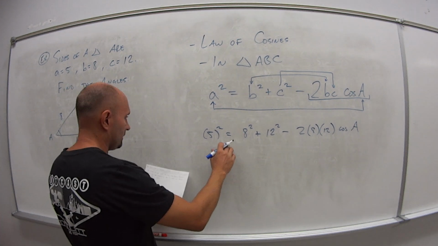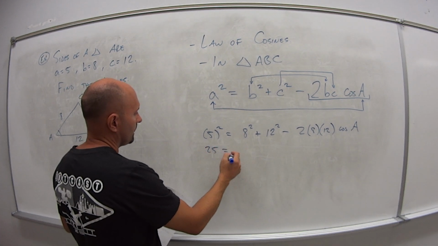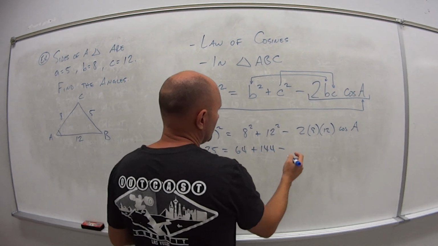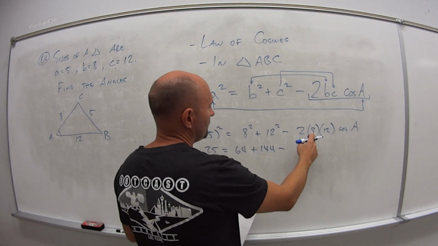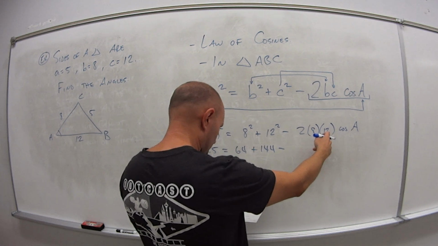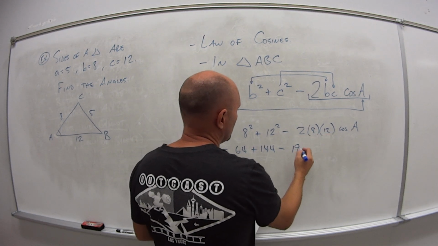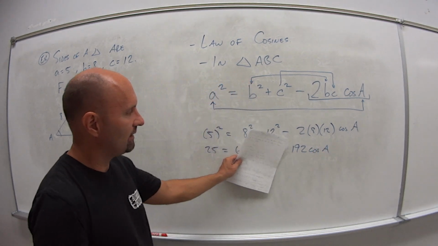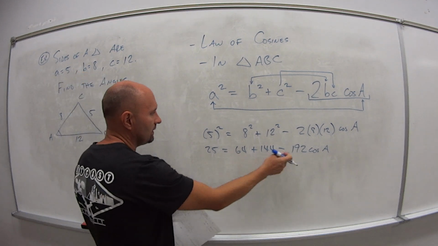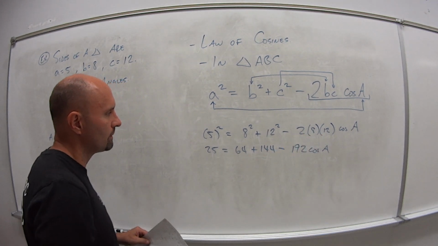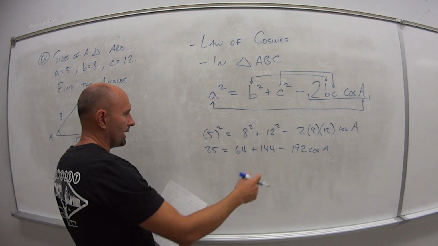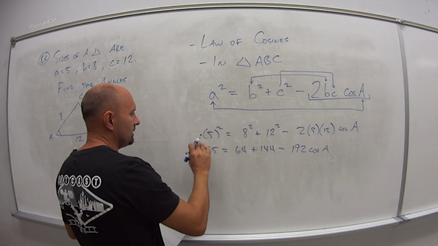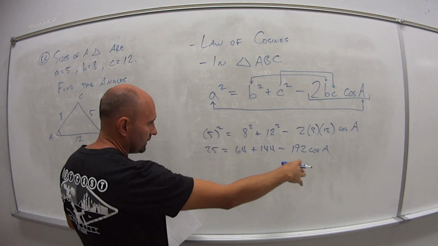So this gives me 25 is 64 plus 144 minus, well, 2 times 8 times 12 gives me 192. So minus 192 times cosine of A. Again, these guys are connected, so don't add these two and then subtract 192.